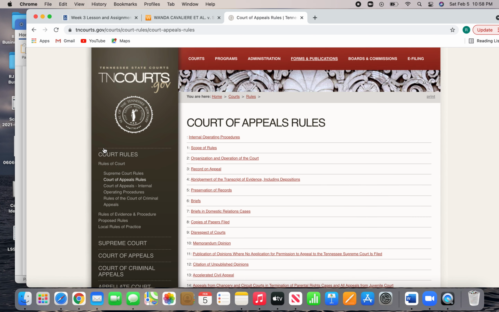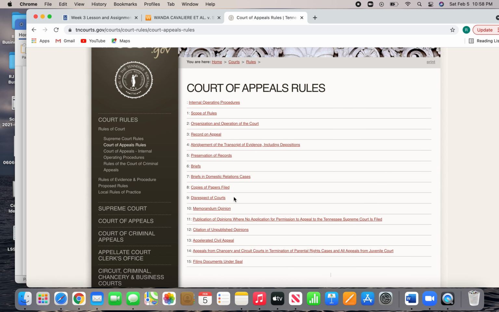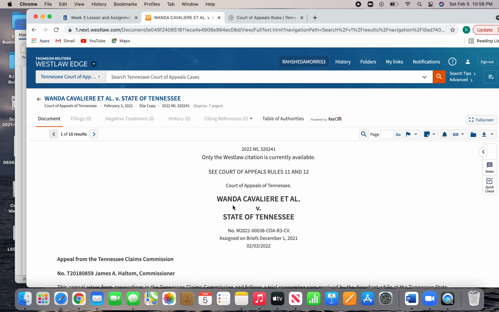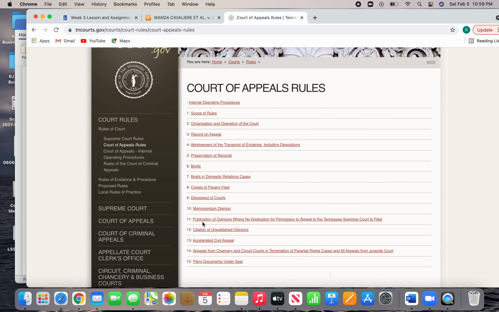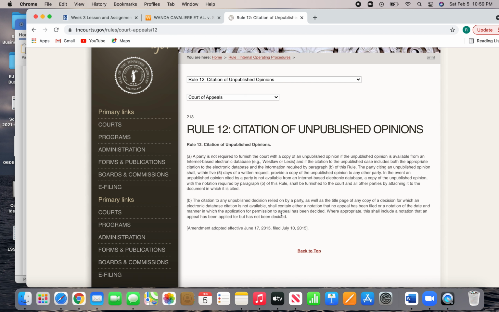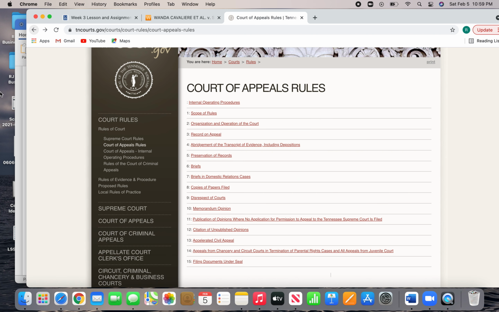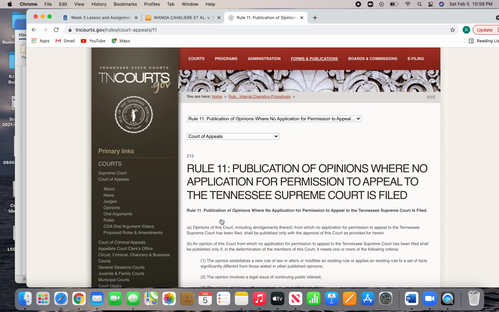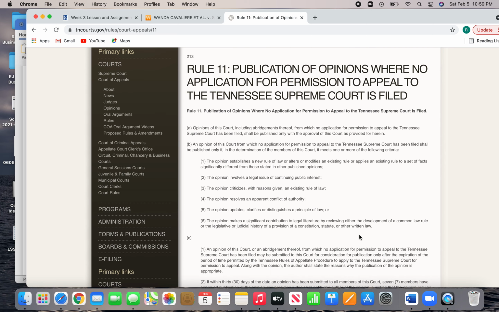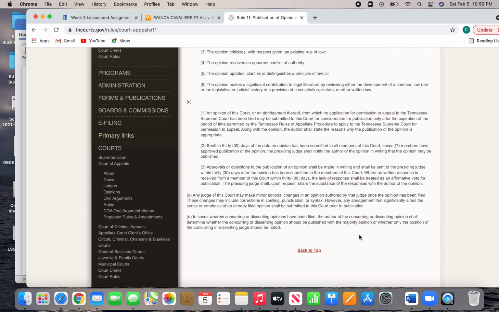Rules, I'm going all over the place, but here. So let's see here. 11 and 12 is what they use. Publication of opinion, permission to appeal to Tennessee court is filed. This kind of gives you what they used here. It's not much of a lesson, but I just wanted to see those rules and let you all see that too, as far as what they were following to get to their opinion.